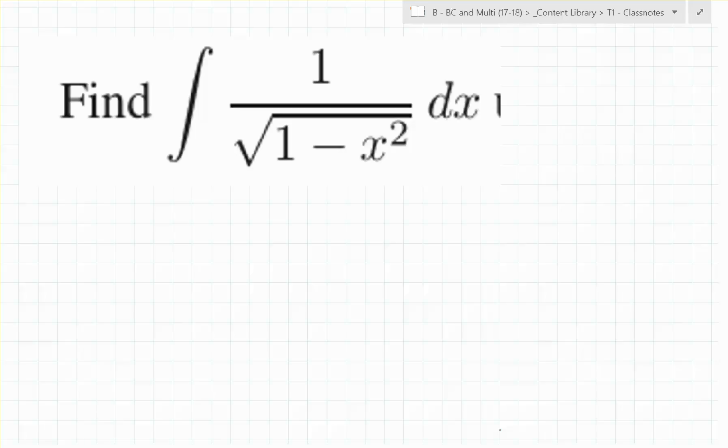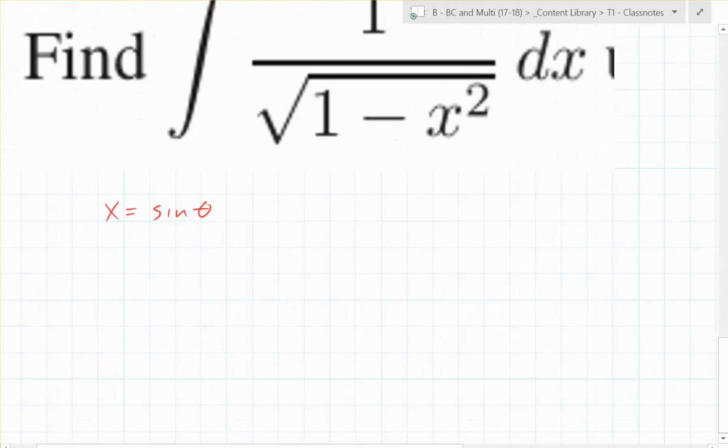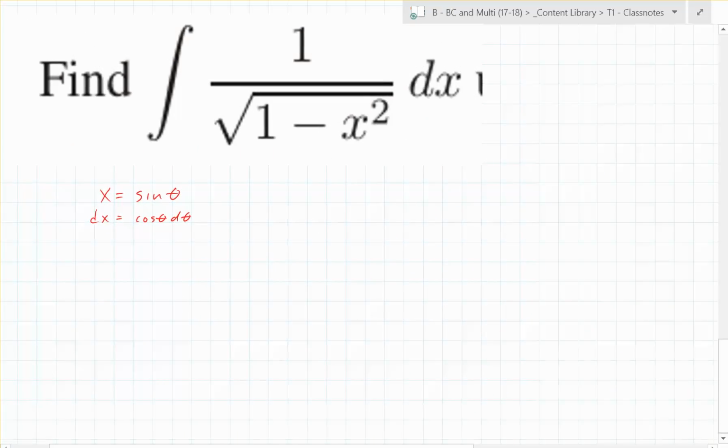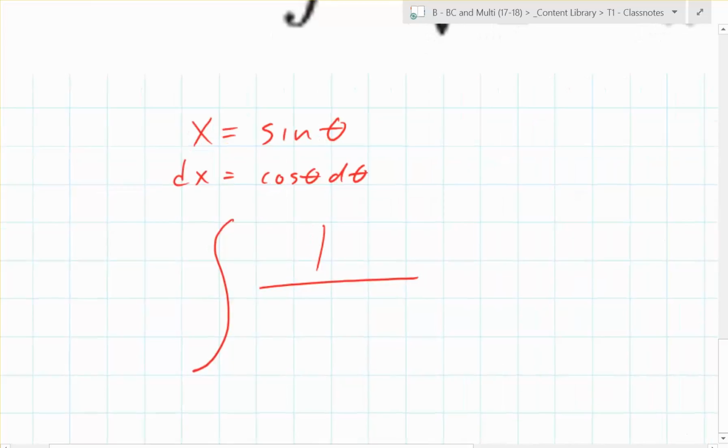If you're going to do this out, we're going to say that x is equal to sine of theta. So if x is equal to sine of theta, what does that tell us dx is? Cosine of theta d theta. Let's get all that in there. So now let's substitute. If we substitute all of this in, we end up with 1 over the square root of 1 minus cosine squared theta.